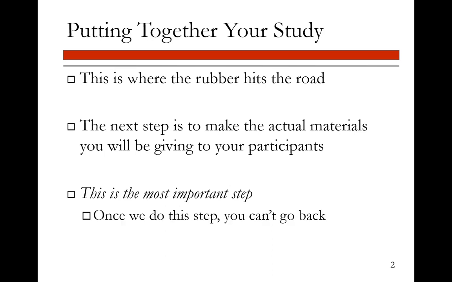So the idea here is we're going to solidify the manipulation. We're going to solidify those measures that you established in step 2, and we're going to put them all together so that participants can go through your experiment, experience your manipulation, record how they feel, and then you're going to use that data to analyze it and incorporate it into your final paper write-up. So that's where we're going with step number 3.